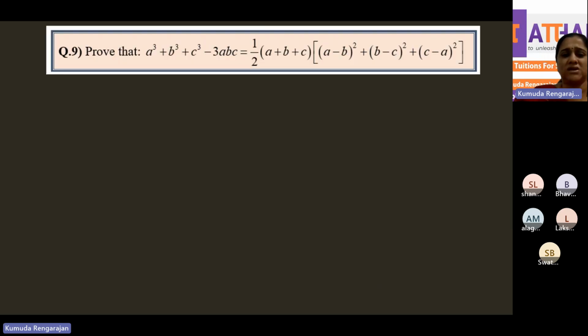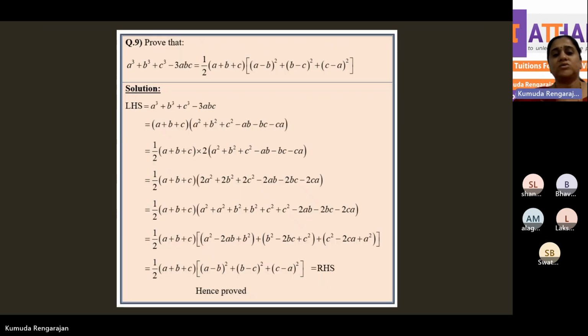This is similar. I'll share this with you. Do this one. This is also an NCERT question, from the last exercise somewhere.